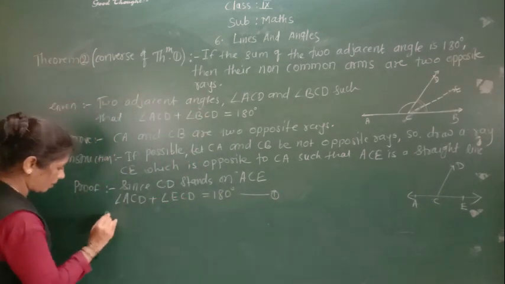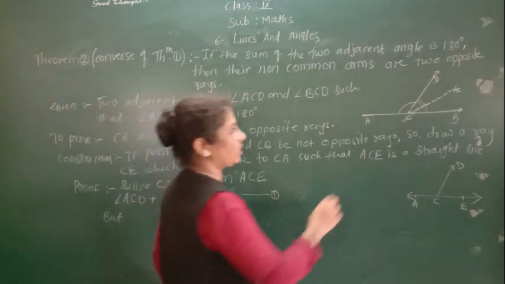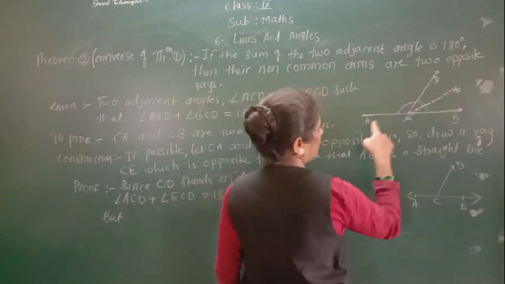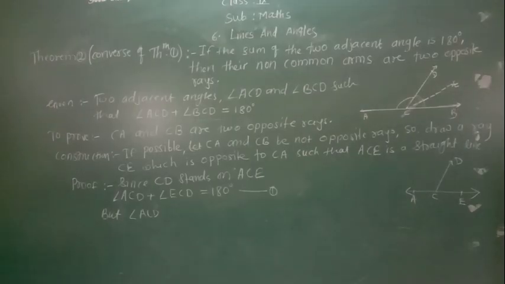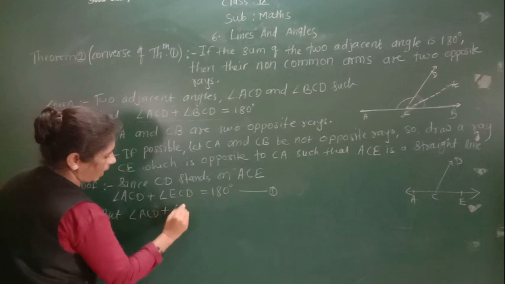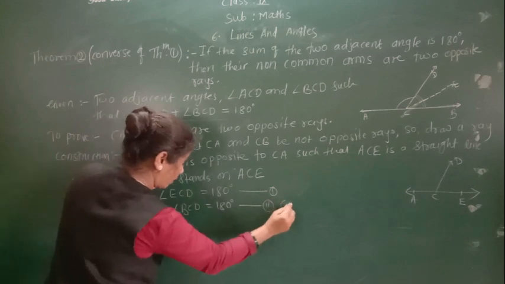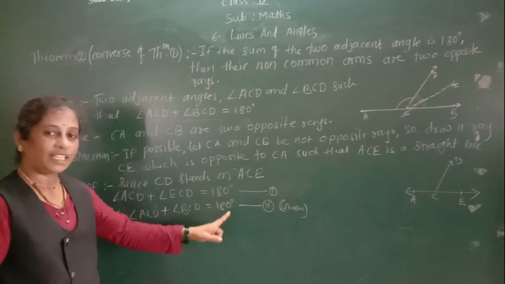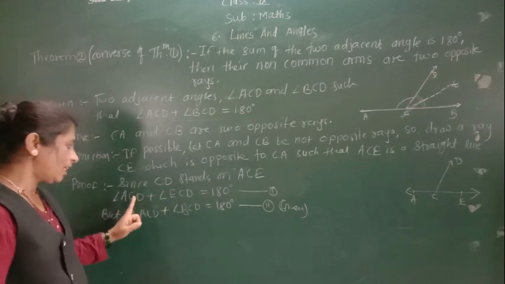But what we know is that angle ACD plus angle BCD also equals 180 degrees, because this CD stands on AB. That is the second statement, which is given to us. Now if you see the first and second statements, both right hand sides are equal, so we can equate the left hand sides. Understood?